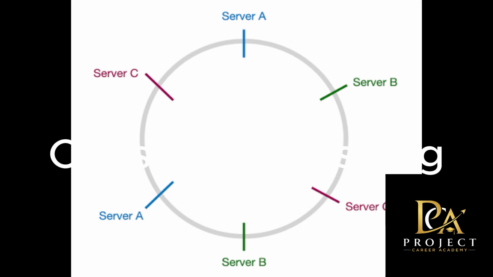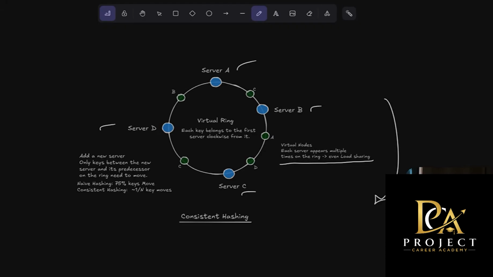And keys are also mapped onto the same ring. Now, each key belongs to the first server encountered while moving clockwise. And to improve the distribution, each of these servers appears multiple times in the ring. This is what we call virtual nodes. The benefits would be better load balancing, fewer hotspots, and an even distribution.